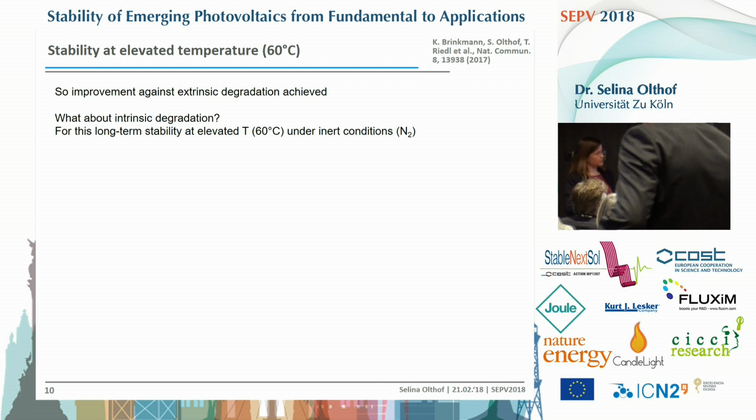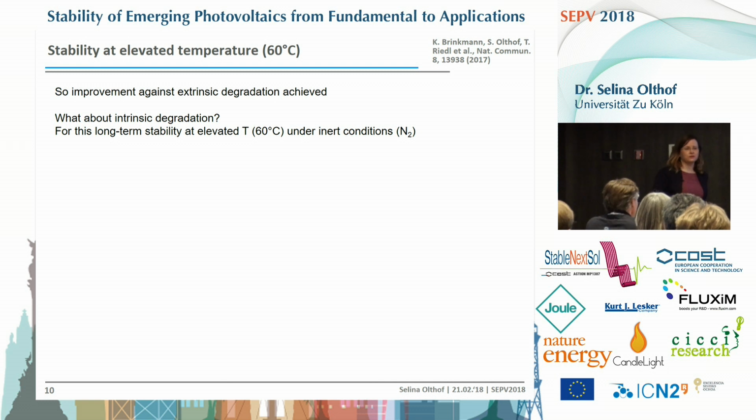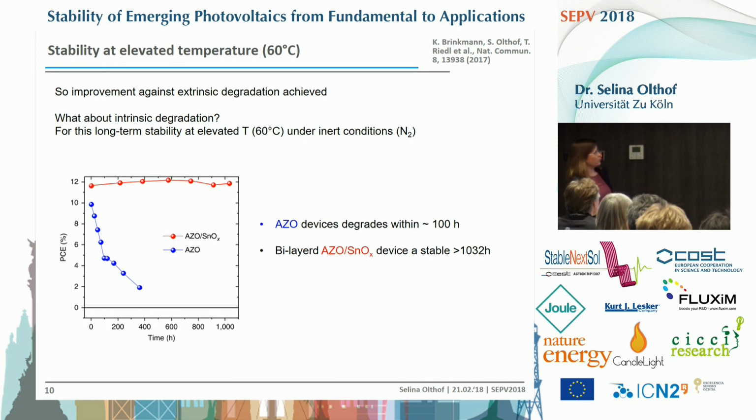Okay, so in this first example, I showed you that we can help against extrinsic degradation using this dense tin oxide film. But what about intrinsic degradation? I mean, intrinsic is way more critical because you can always encapsulate and somehow make sure that your device doesn't see water or air. But if your active material itself decomposes, this is a more significant problem that has to be addressed. So here we compared, again, this azo-containing device with the double metal oxide layer.